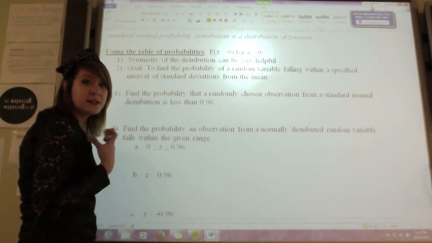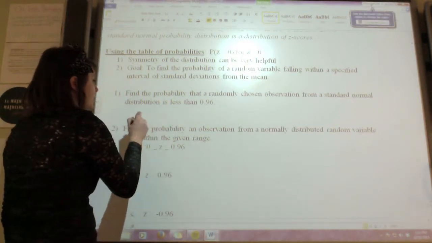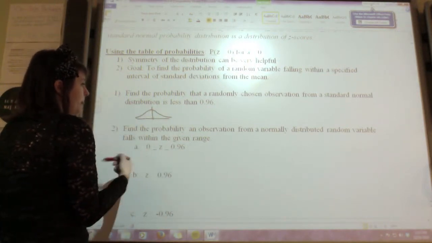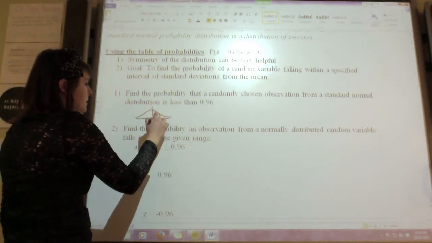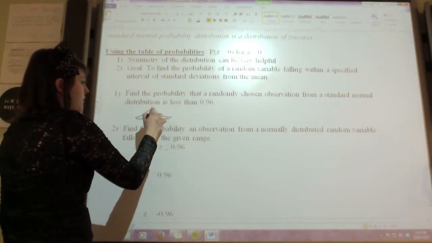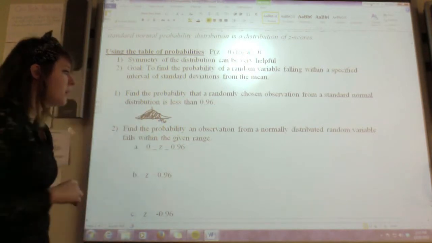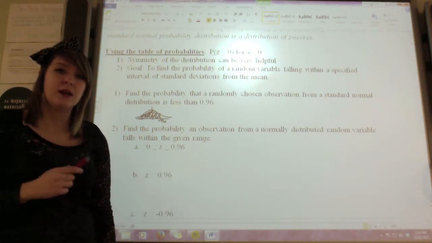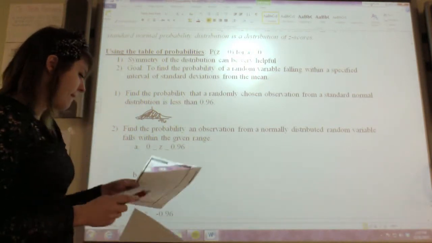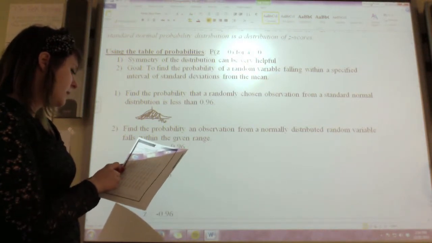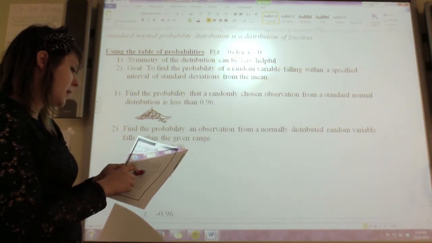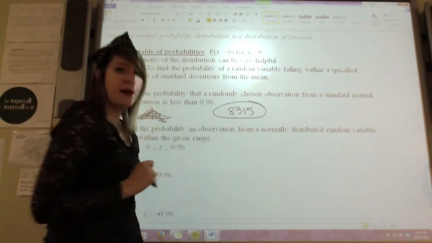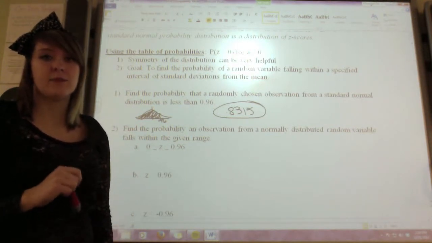For me, I think it's best when you start by drawing a picture. So I'm just going to sketch my curve here. This is my 0. And if I want to be less than 0.96, I'll put my 0.96 here, and I'm looking for everything less than that. That's actually really easy because I can just use my table and look up 0.96, and that'll give me that probability. So on my table, I'm going to go down to 0.9, go over to 6, and I get 0.8315. That is the probability that I will have something less than 0.96.